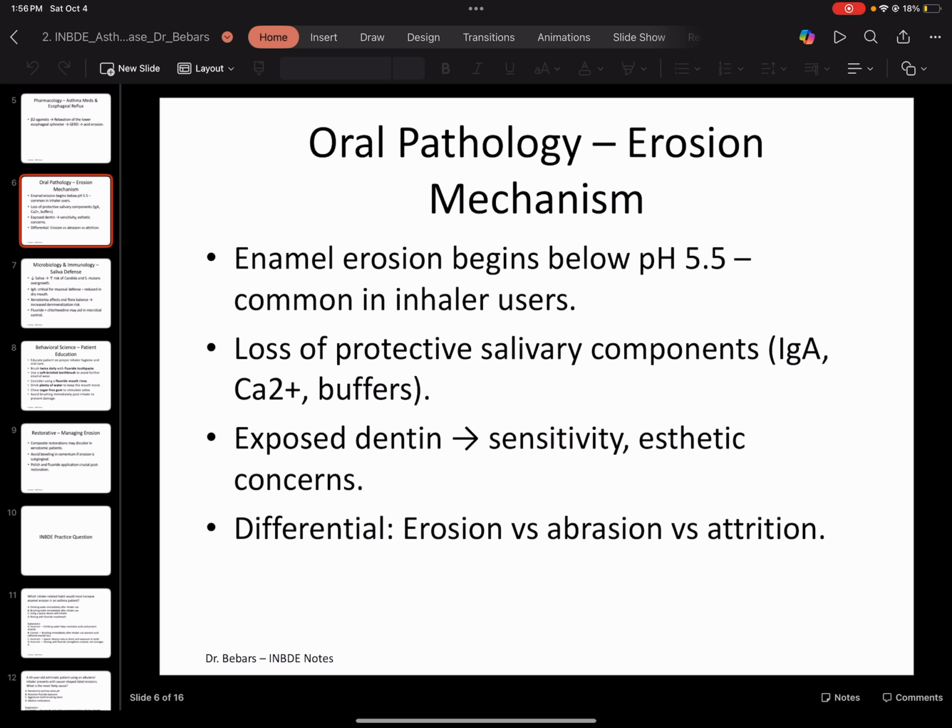And in the future, in the next presentations, I will explain in more details the difference between erosion, abrasion, and attrition. We will need to understand them more for the exam preparation.